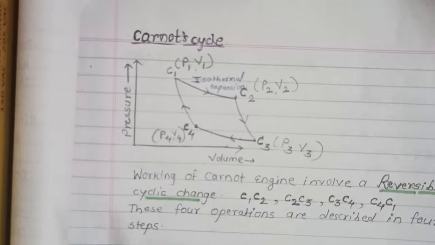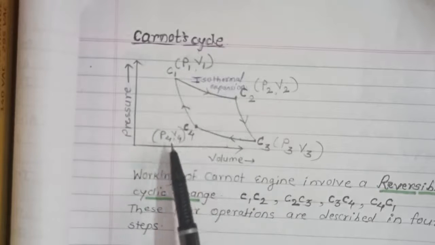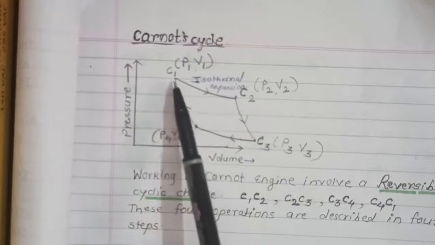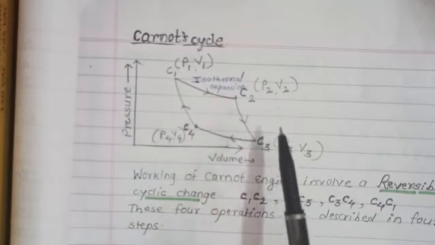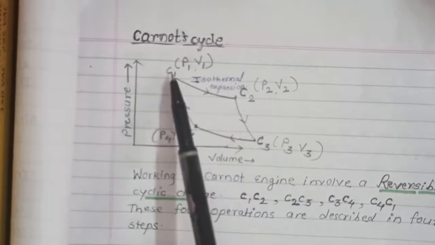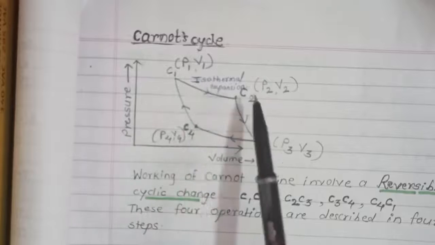The graph is plotted pressure versus volume. This graph shows a Carnot cycle. The Carnot cycle is represented by C1, C2, C3, C4 and again C1. This is a reversible cyclic change.